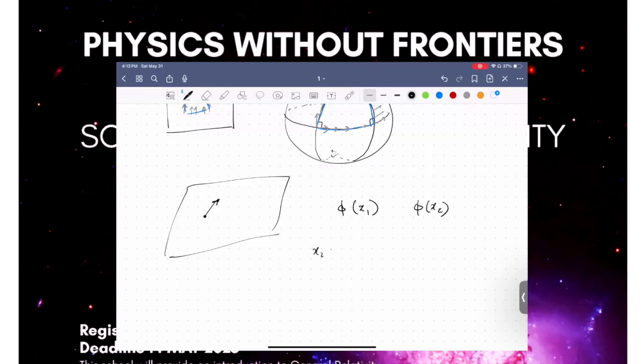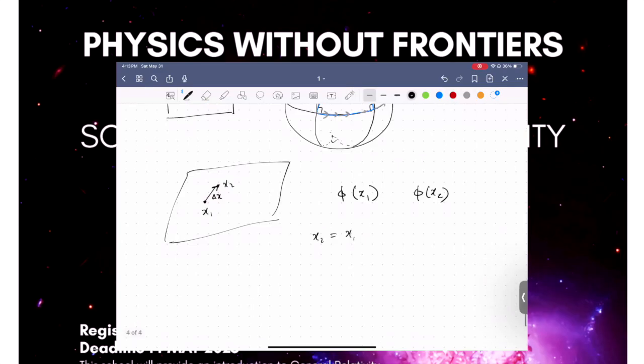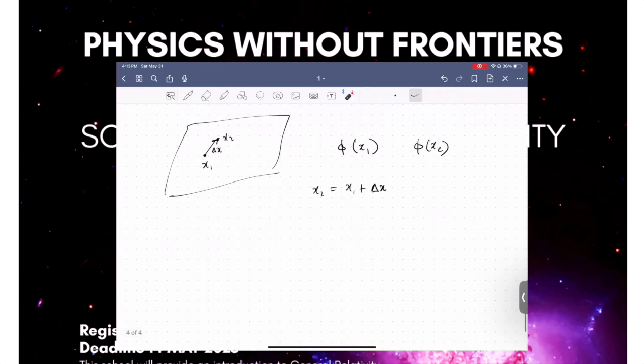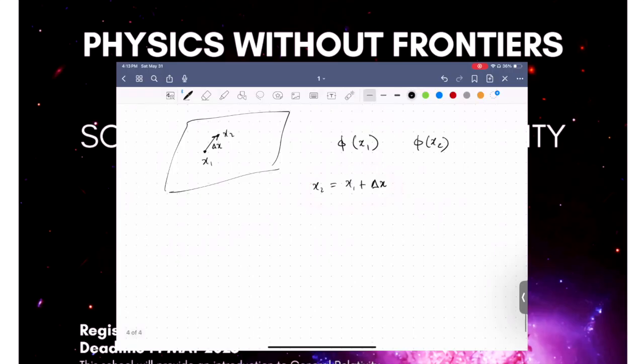And let's say this is x1 and this is x2, and this distance is delta x. Again, I'm being very hand-wavy about what I mean by distance and straight lines and so on. But again, rely on your intuition from flat space. So suppose x2 is x1 plus delta x. This configuration doesn't really make any sense on curved spacetime, if you think carefully, but let's say that we're on flat space. So how do we compare x2 with x1? So phi(x2) is phi(x1 plus delta x).